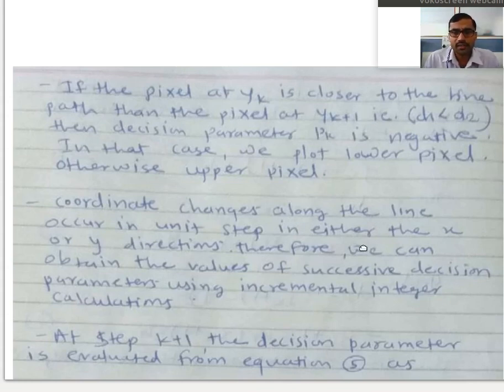Coordinate changes along the line occur in unit steps in either the x or y directions. Therefore we can obtain the values of successive decision parameters using incremental integer calculation.